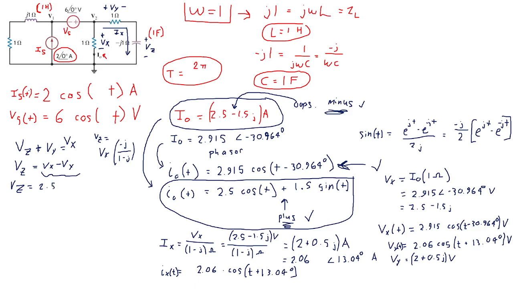So Vx was 2.5 minus 1.5j. And then I wanted to subtract 2 plus 0.5j. So 2.5 minus 2 is 0.5. Negative 1.5 minus 0.5 is negative 2j.